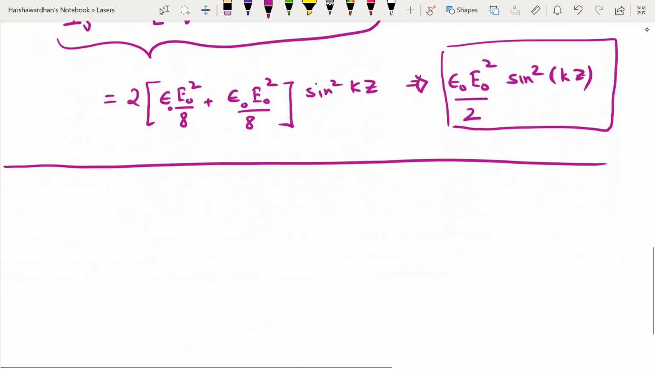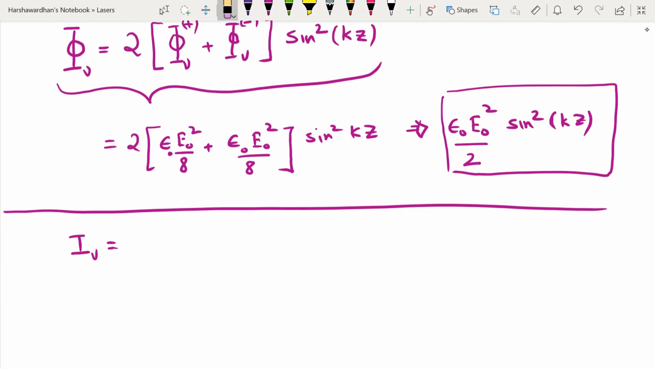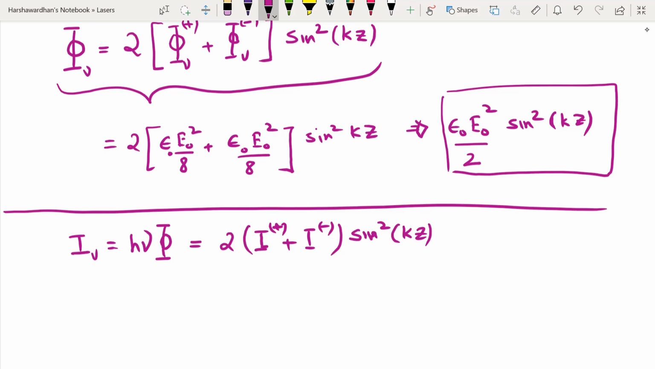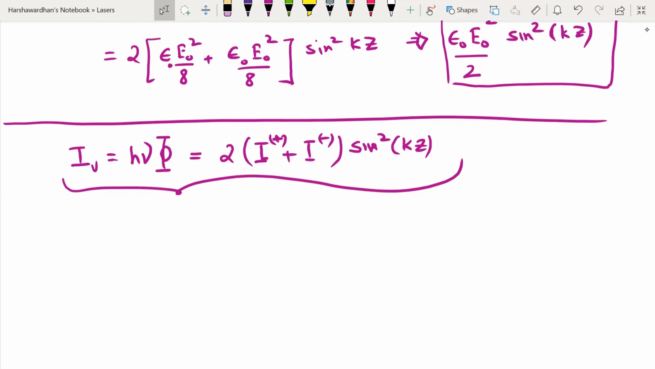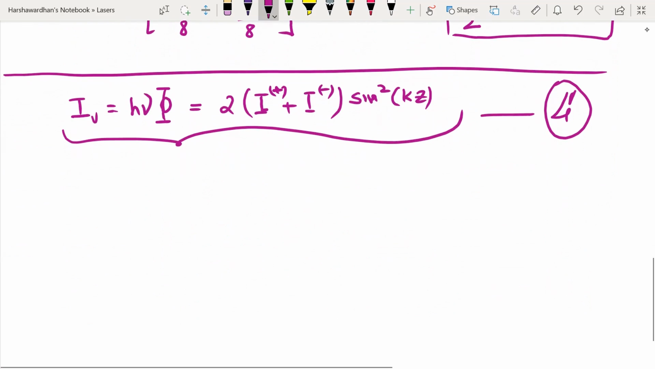So what I'm going to do is I can write this in terms of photon flux, or I can write in terms of intensity. My intensity, which is simply h nu times phi, right, can as well be written in a similar manner as twice I plus I minus, the right and the left propagating intensity, times the spatial dependence that arises from interference, right? So I'll either use equation number 4 or equation number 4 prime, depending on whether I want to use intensity or the flux, right?